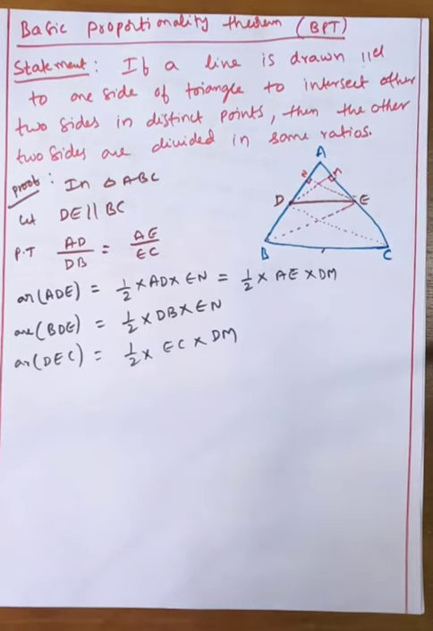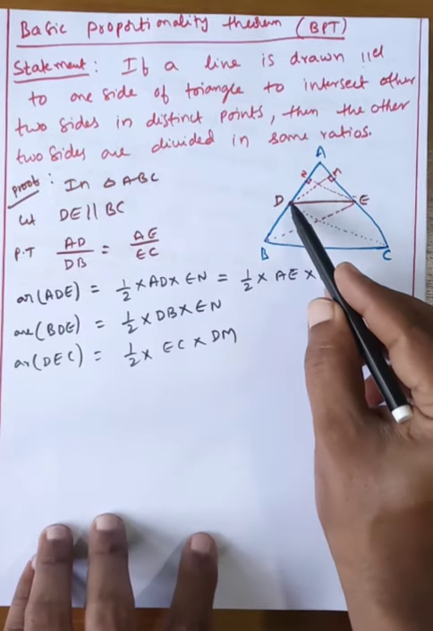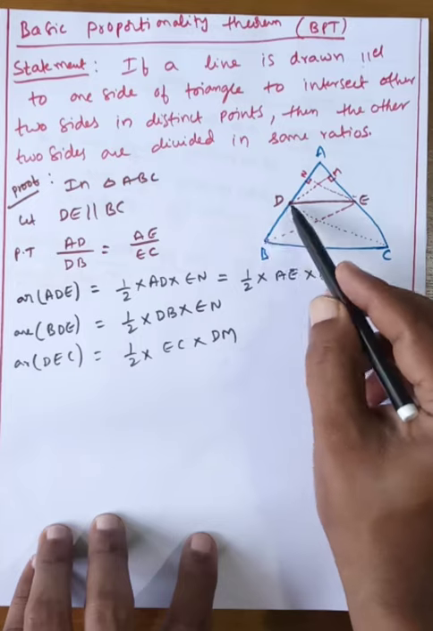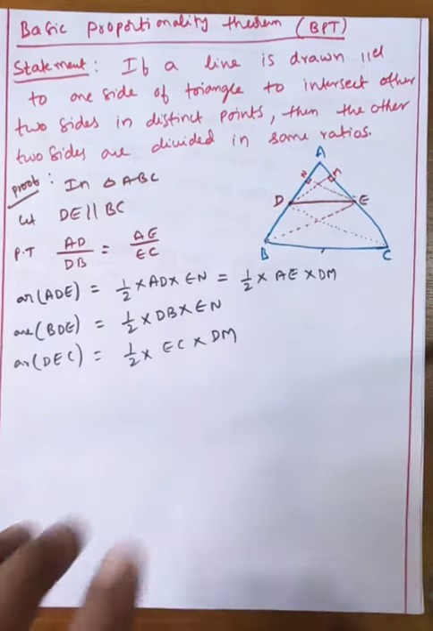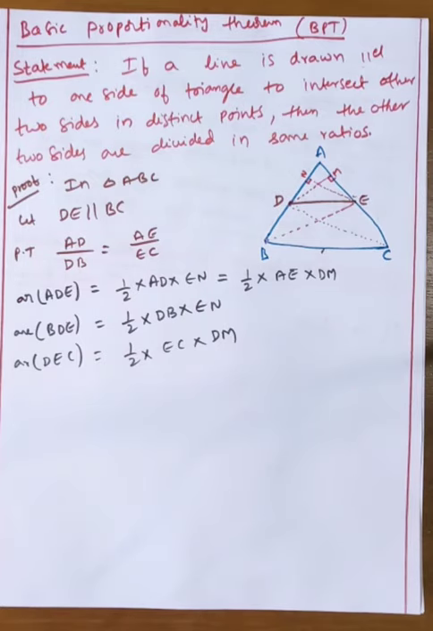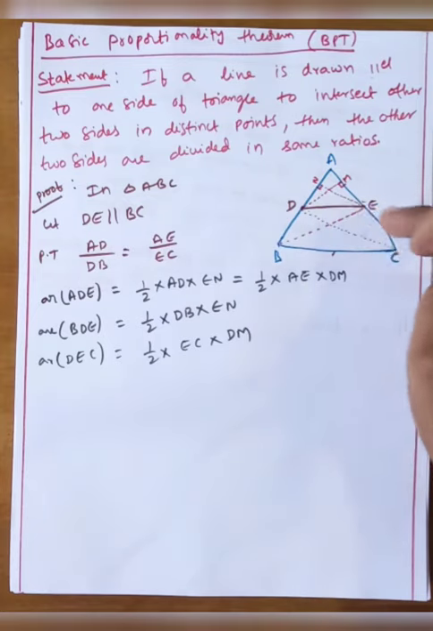Observe that, my dear students. Where is BDE? Observe that clearly. Where is DEC? These two triangles, we already learned the properties in class 9. BDE and DEC, those two triangles lie on the same base. What is the same base? DE is the same base, between the parallel sides.